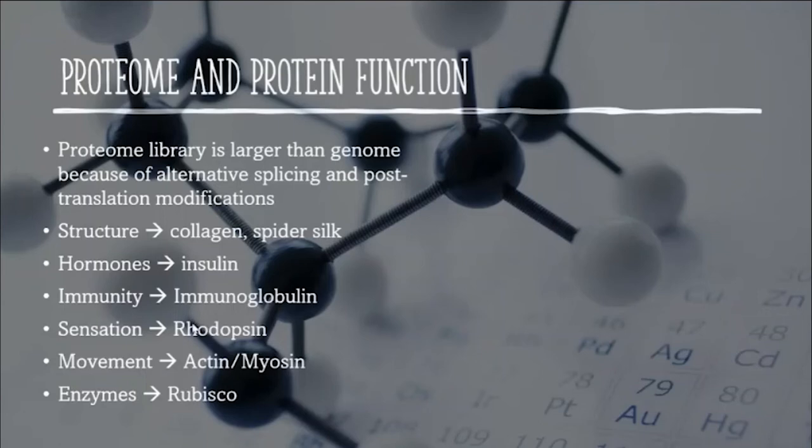Rhodopsin is a pigment that is associated with perceiving light. Actin and myosin. Rubisco is an important molecule for the light independent reaction. We will talk more about this for topic 8.